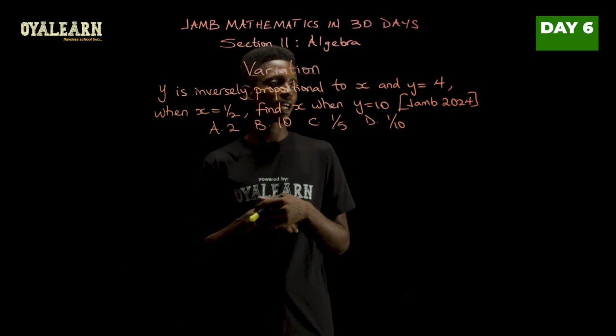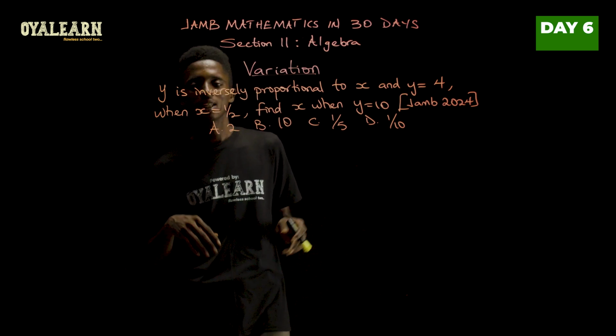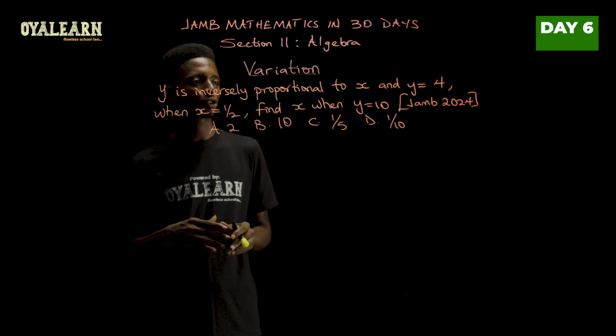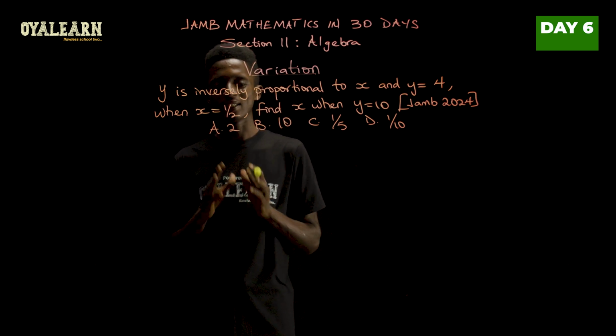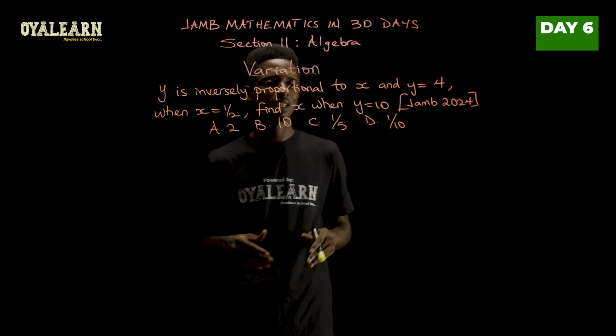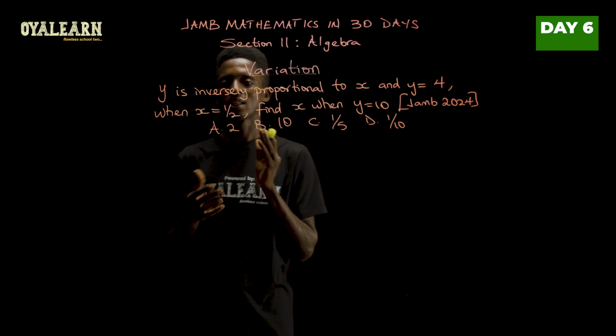This question from Jamb 2024 says that y is inversely proportional to x and y equals 4 when x is half. Find x when y equals 10.